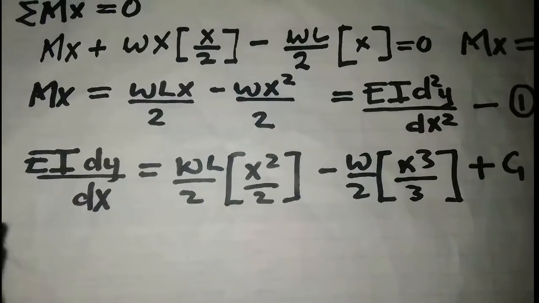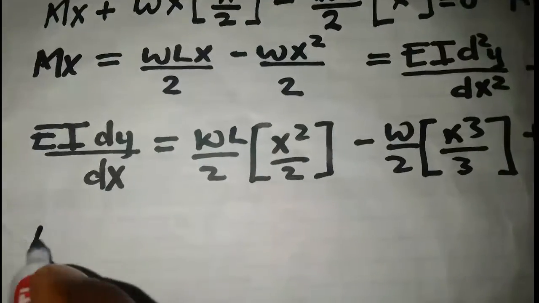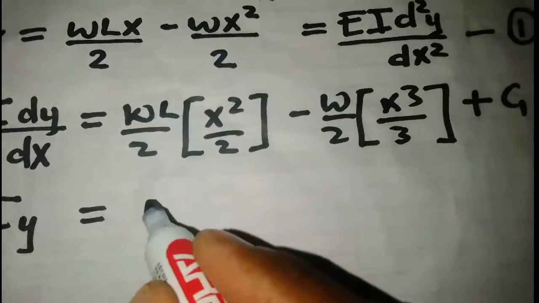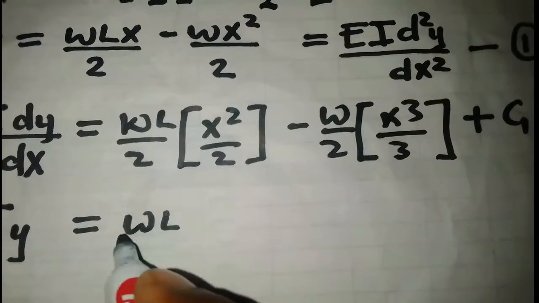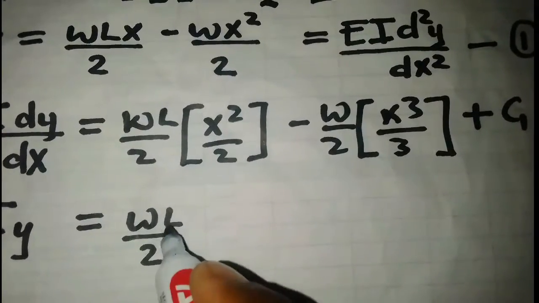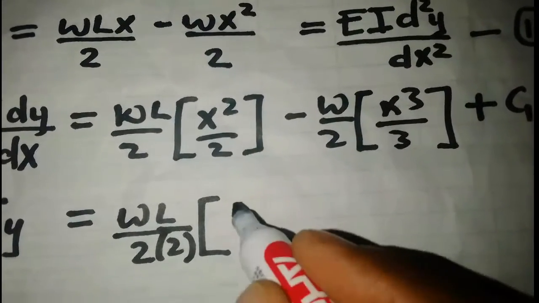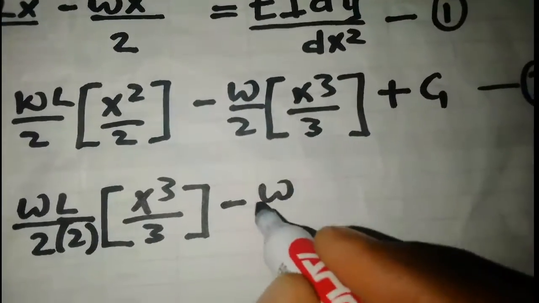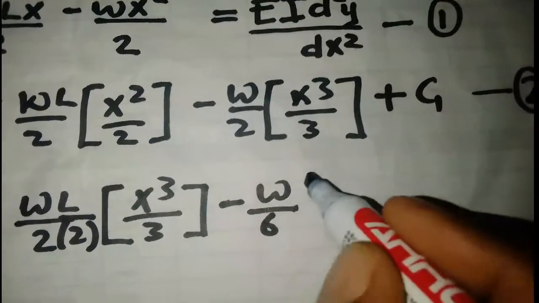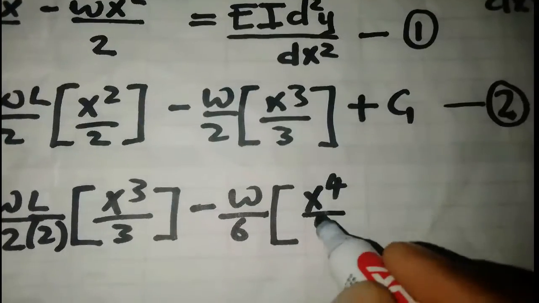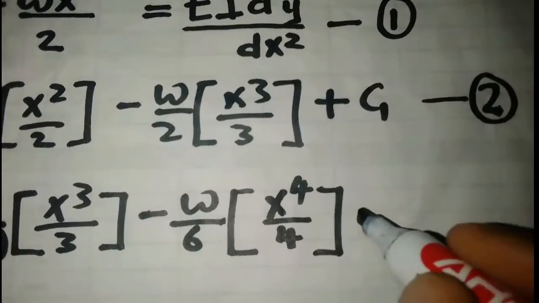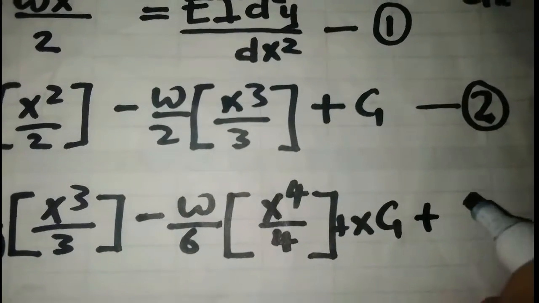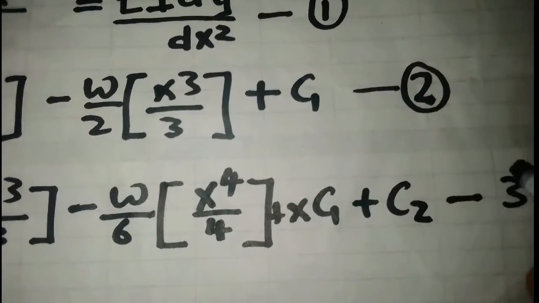And if we reduce this further by integration, we come to a point whereby y will be equal to, if we integrate here, WL over 2 by 2, and we're going to integrate x squared to get x cubed over 3 here, and we're going to subtract W over 2 by 3, it will be 6, and here x to the power 4 over 4, and here our constants will be x c1 and c2. And this will be the third equation.